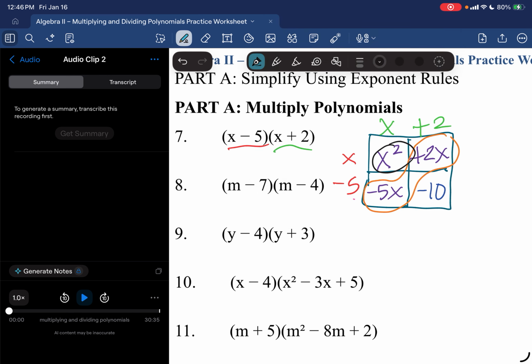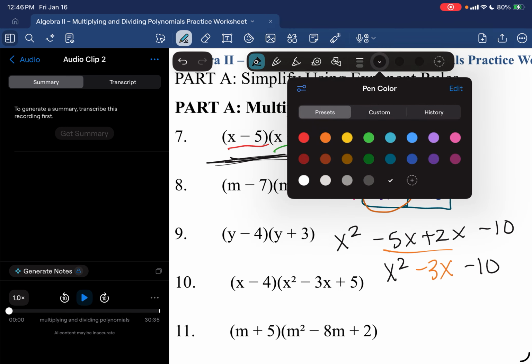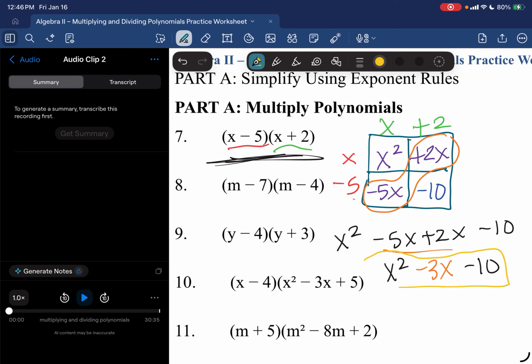So you got x squared, negative 5x plus 2x minus 10. So there's your peanut. That gives you negative 3x. Negative 5x plus 2x is negative 3x. And there's your answer. X minus 5 times x plus 2 gives you the product of x squared minus 3x minus 10.